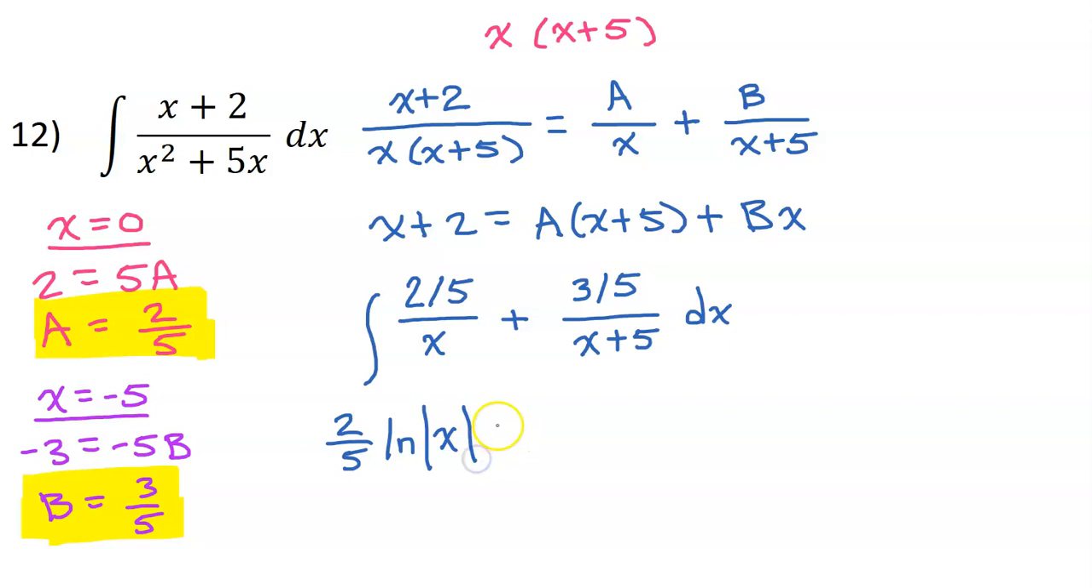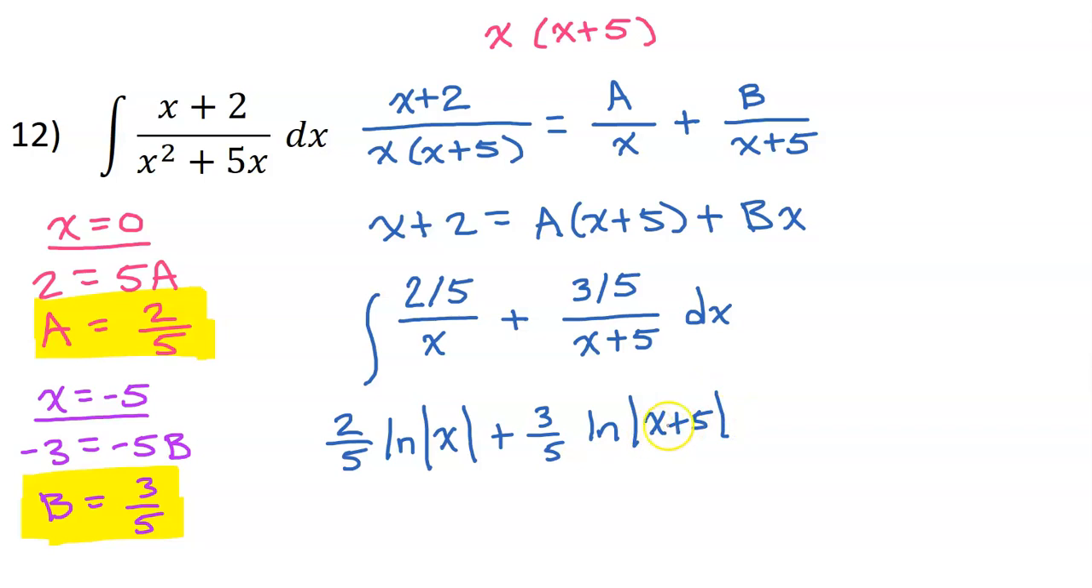Take the 3/5, put that out in the front, and this is really the integral of 1 over x plus 5. Technically this is a u substitution that we're doing mentally, but u is x plus 5, so the integral will be the natural log of the absolute value of u.